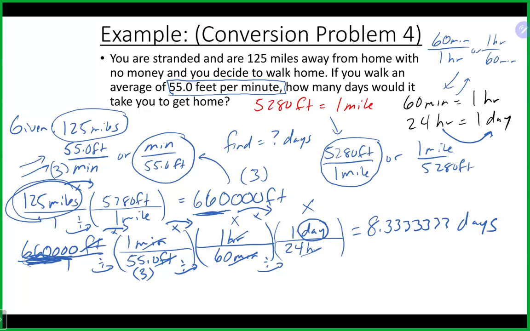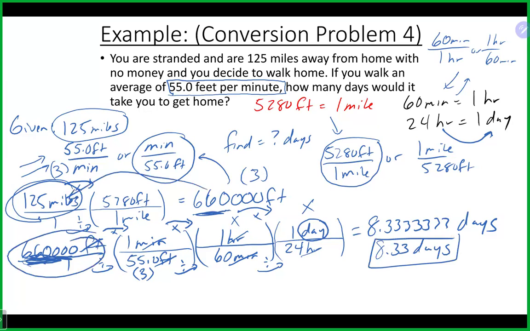That means really my answer here should end up with 3 significant figures. So 8.33 days. So a reminder that although I did use 660,000, that number did originate from here, which meant my 660,000 really should have 3 significant figures. And along with the 3 for the 55 would give me obviously 3 significant figures on my answer. Any questions on that there? It's a lot of work.